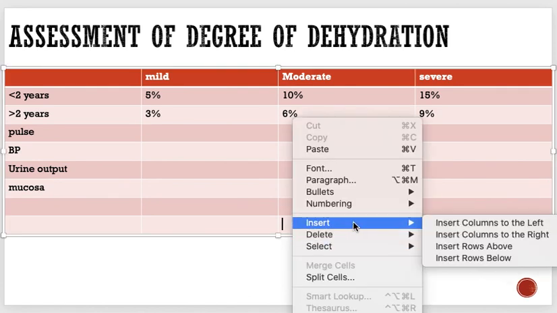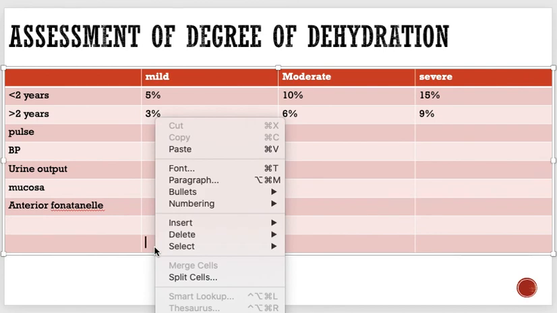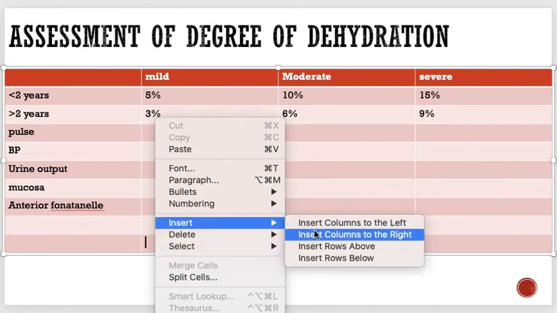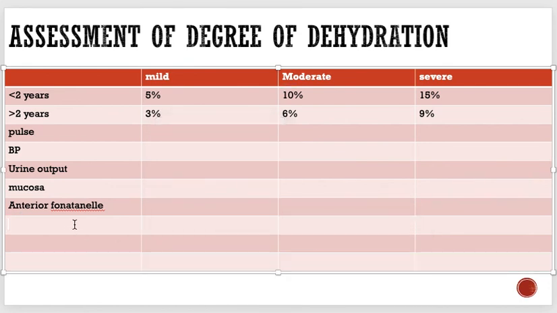So I will add more rows. In the babies who are very small, we can check their anterior fontanelle, right? Of course, it is mostly in babies who are less than 1.5 years of age, not above that, because after that their anterior fontanelle is closed, right? We can check their eyes, as well as their skin turgor. Okay, these all things you have discussed in surgery, and we can check their capillary refilling time.